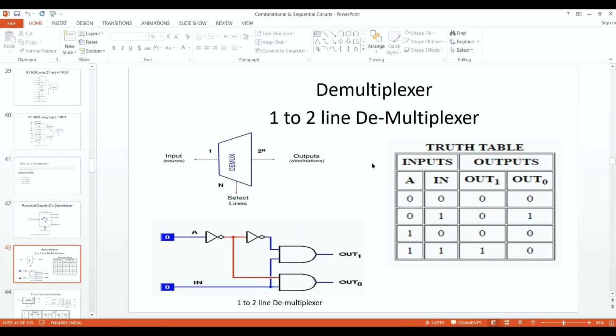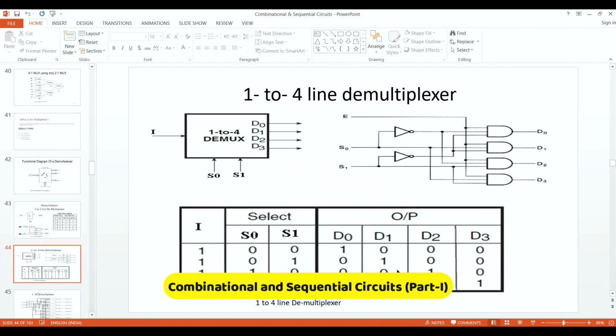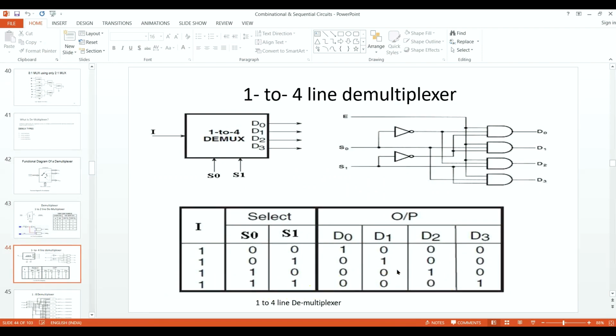So you can see the 1 to 2 line demultiplexer. There is 1 input, and the NOT gate we are going to use for the select line, and the 2 outputs, because we are talking about a 1:2 demultiplexer. So it is totally opposite to the multiplexer, right? Again, in the 1 to 4 demultiplexer, the input is 1 and the outputs can be 4. You can see D0, D1, D2, D3.